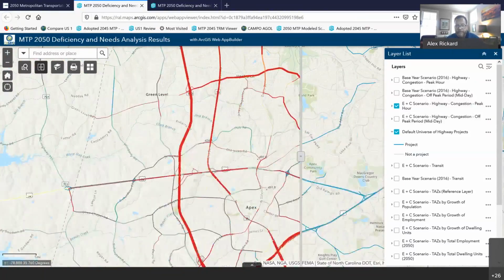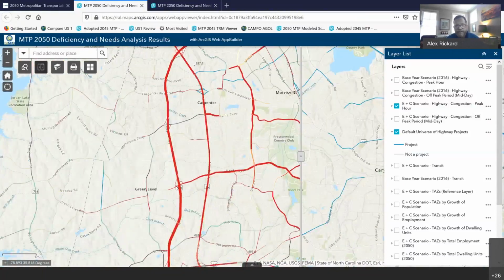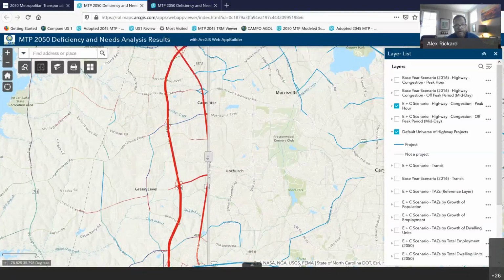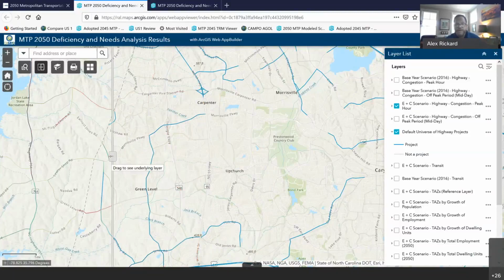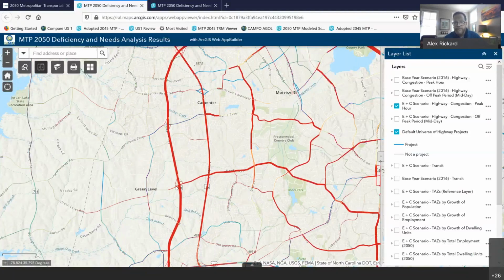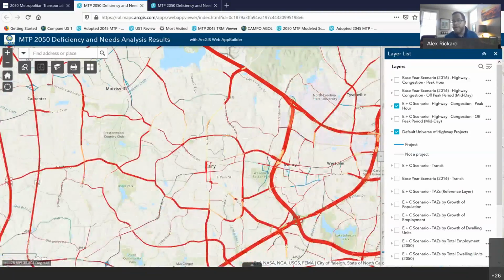Come over to 540 on the western side of Wake County. I've got red there, and you can see I have no projects that are going to address the additional congestion we're expecting to see on NC 540. And that may be okay, but it's something that we as planners all need to look at, to see if there are additional improvements that you all want us to consider in these additional scenarios that we're developing for the MTP.